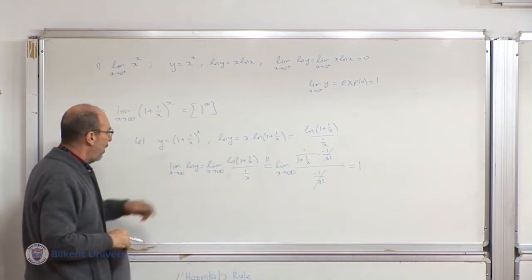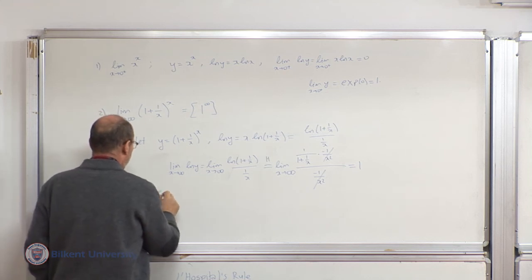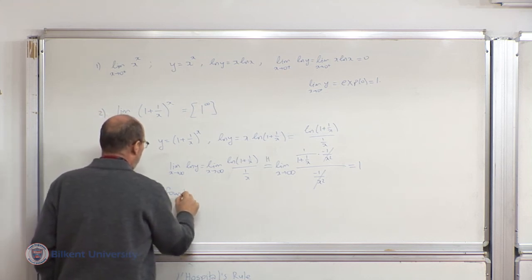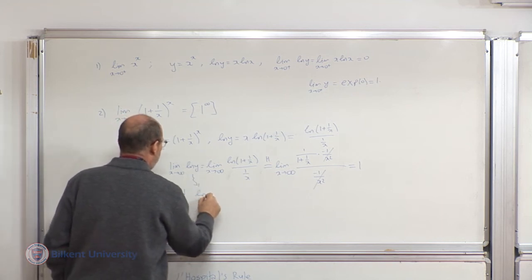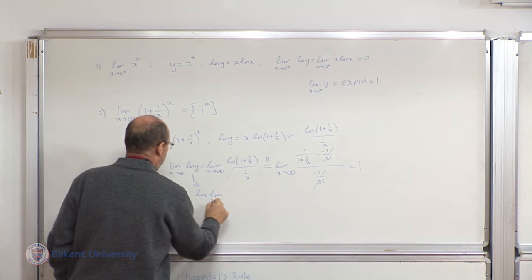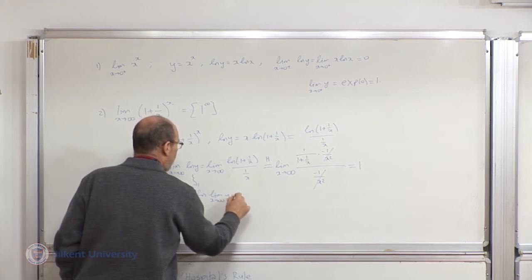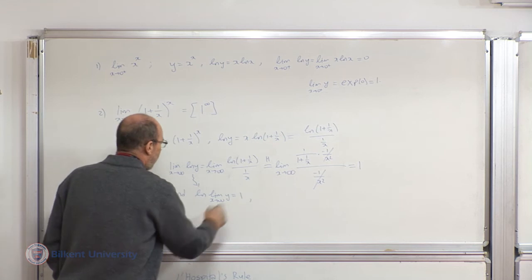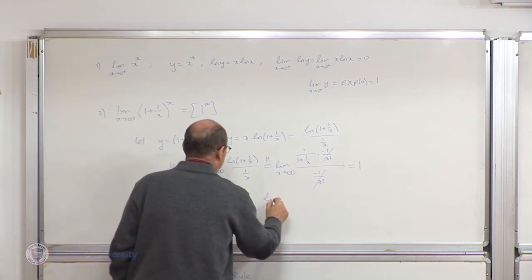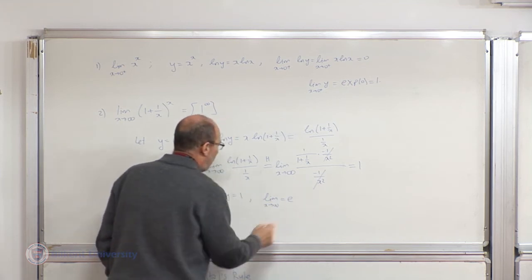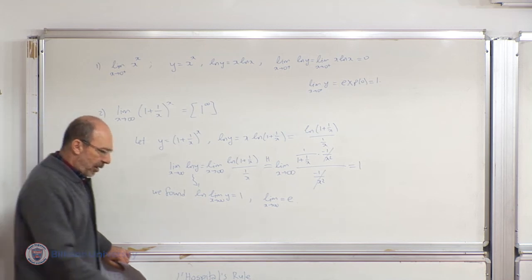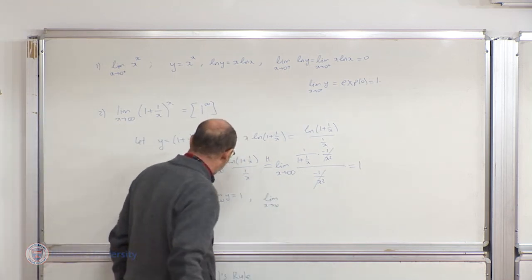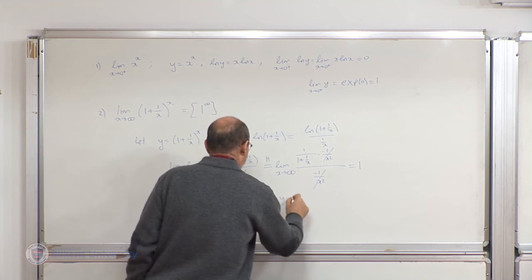So what did we find? If you take this thing now, ln is continuous, so ln of the limit as x goes to infinity of y is equal to 1. You take the exponent of both sides, and the limit as x goes to infinity of y is e to the power 1, which is e. So the limit of y is e.